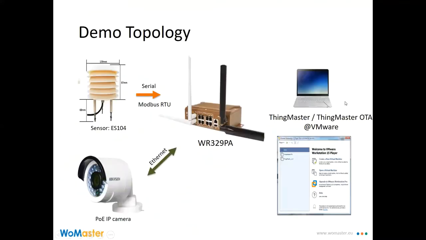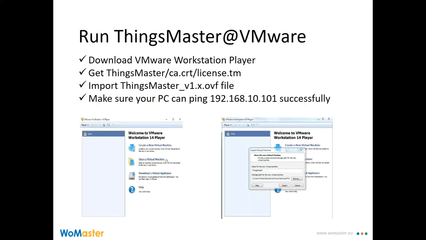First is our demo topology. You can see we connected the sensor ES104 and one PoE IP camera to our WR329PA. Then we also connect a notebook and we run the ThingsMaster and the ThingsMaster OTA in our VMware. It's just a demo topology for your reference.